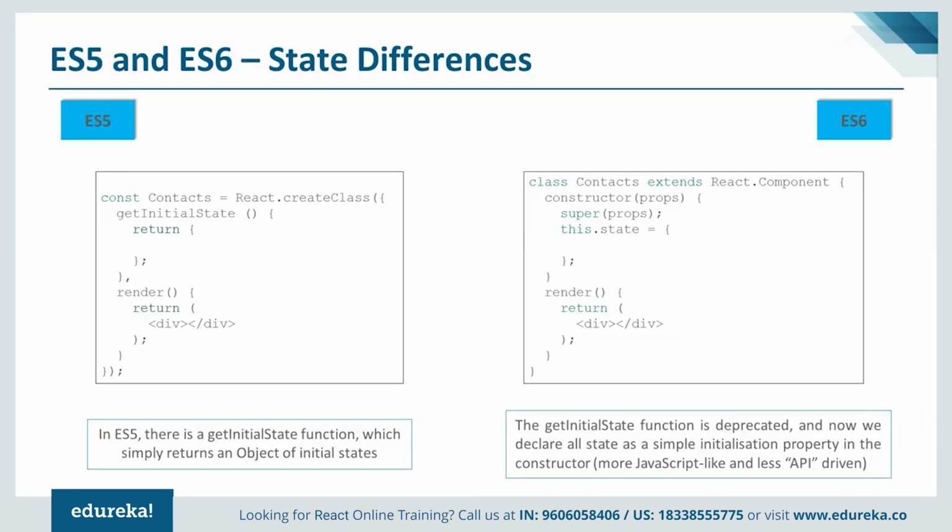This is again very important, which is state differences. In ES5, for declaring the initial state, we have a function called getInitialState, which simply returns an object. Because it's a function, it should return something. It simply returns an object of the initial state values. But in ES6, the getInitialState function is deprecated, and now we declare all state as a simple initialization property in the constructor itself. So it is more of a JavaScript and less of an API-driven functionality in ES6.